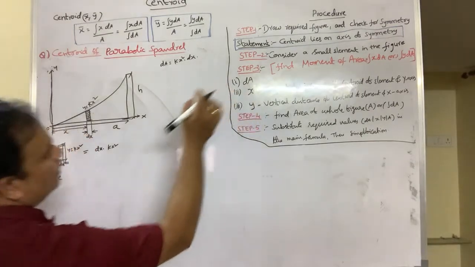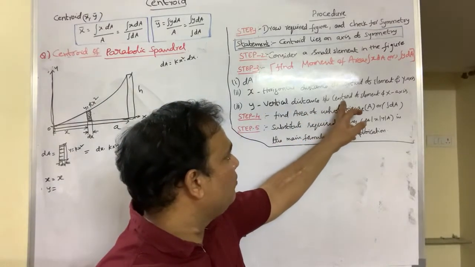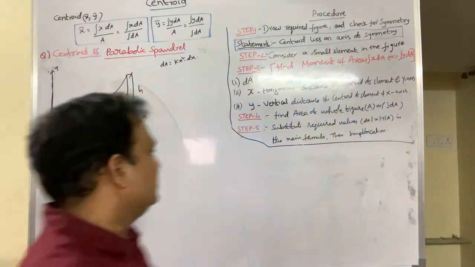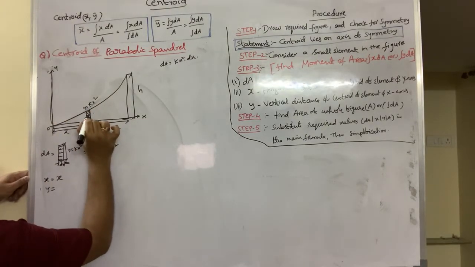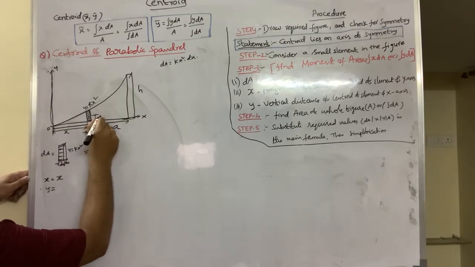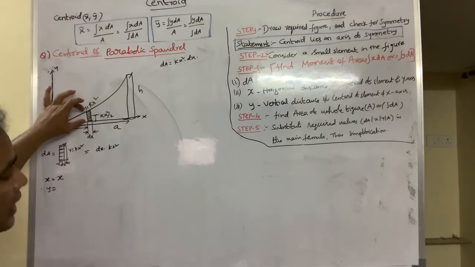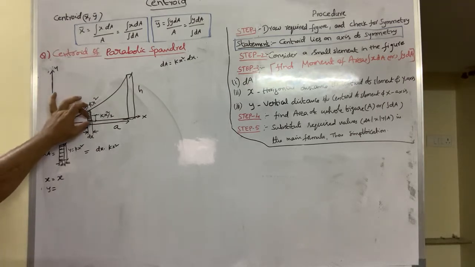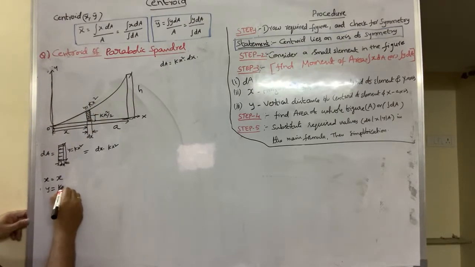And the next element is y bar. What is y bar? The vertical distance between the centroid of the element and the x-axis, that is this vertical distance. The centroid lies at half of the vertical distance from the base, kx² by 2. So y bar is equal to kx² by 2.